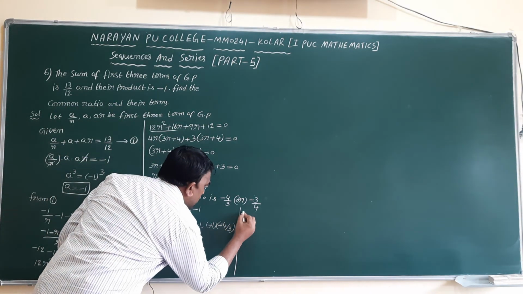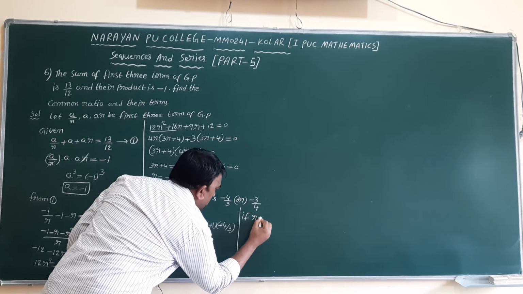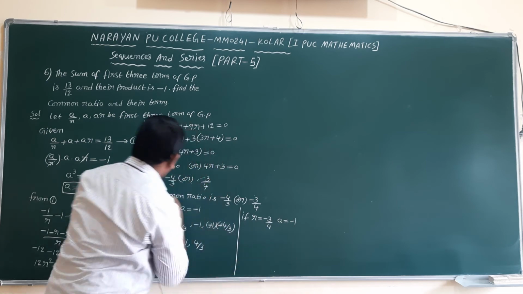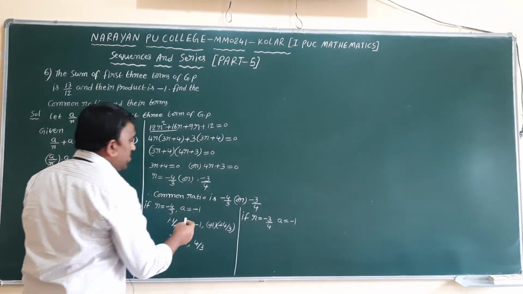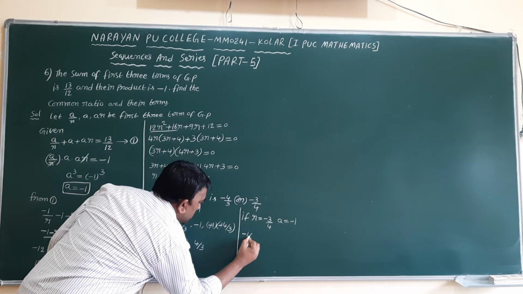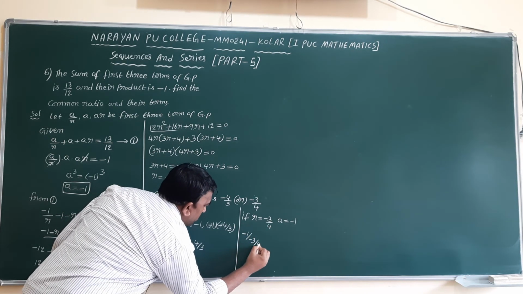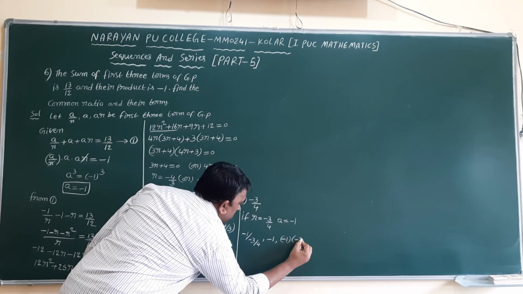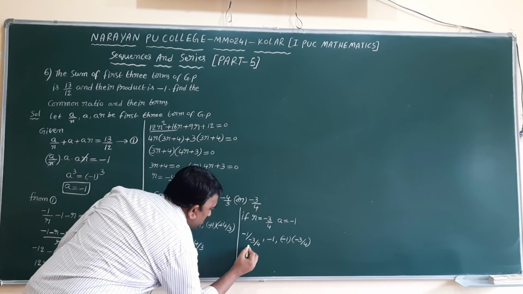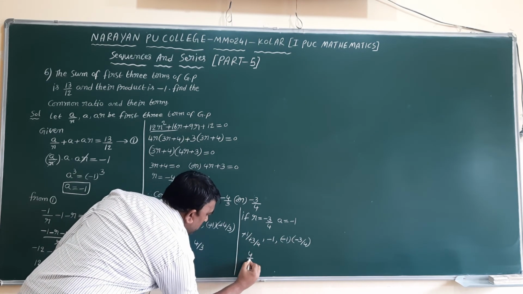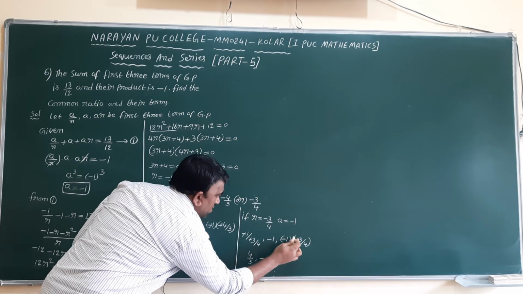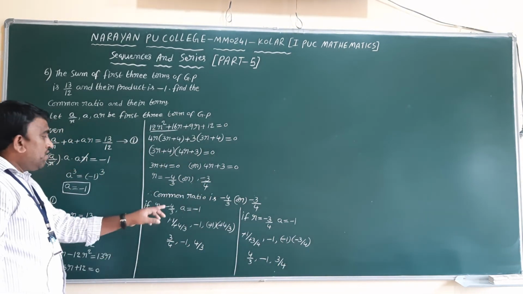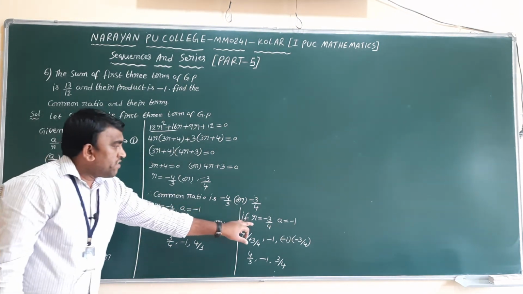Suppose if R is minus 3 by 4, A value is minus 1 only. A value we got minus 1 only. Then terms are A by R, minus 1 divided by minus 3 by 4, A is minus 1, AR minus 1 into minus 3 by 4. Now minus minus cancel, 4 by 3, minus 1, minus into minus, plus 3 by 4. These are the terms if R is minus 4 by 3 and if R is minus 3 by 4.